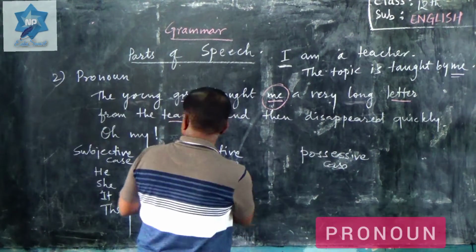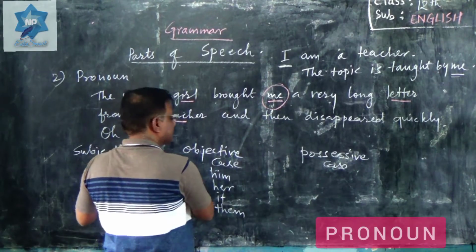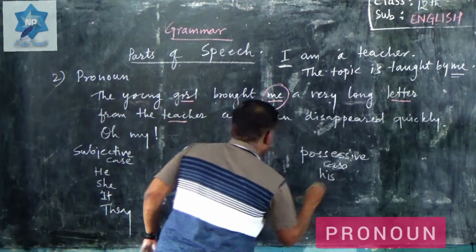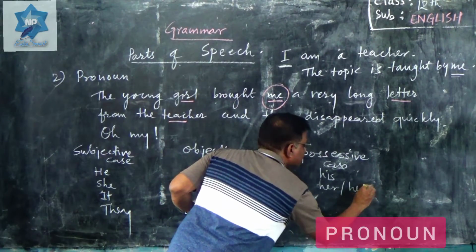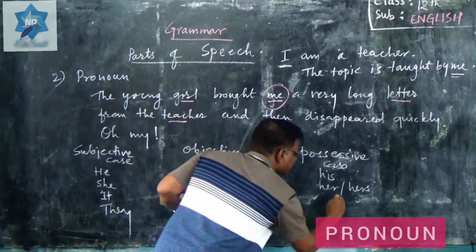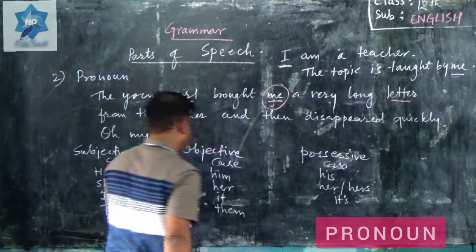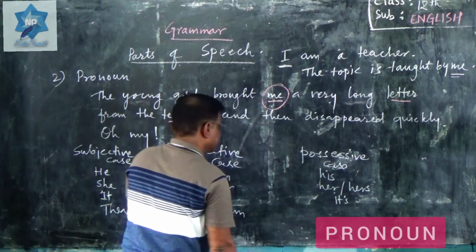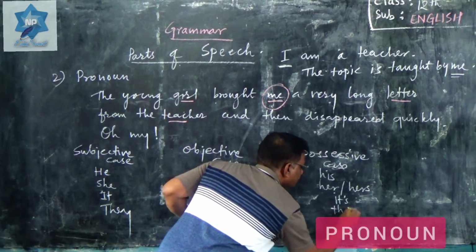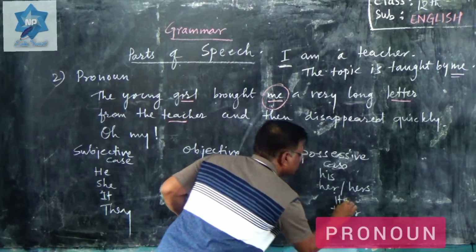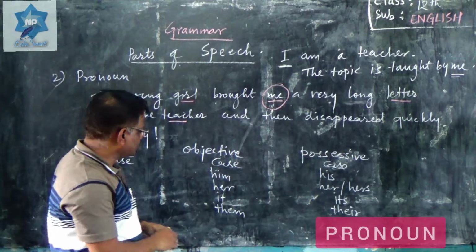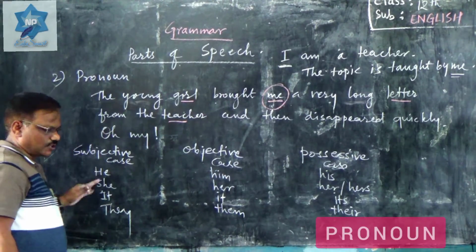What are the possessive cases of these third person pronouns? He, his. Her, hers. Her or hers. It, its. Them, their. In this way, these are the possessive cases of these third person pronouns.